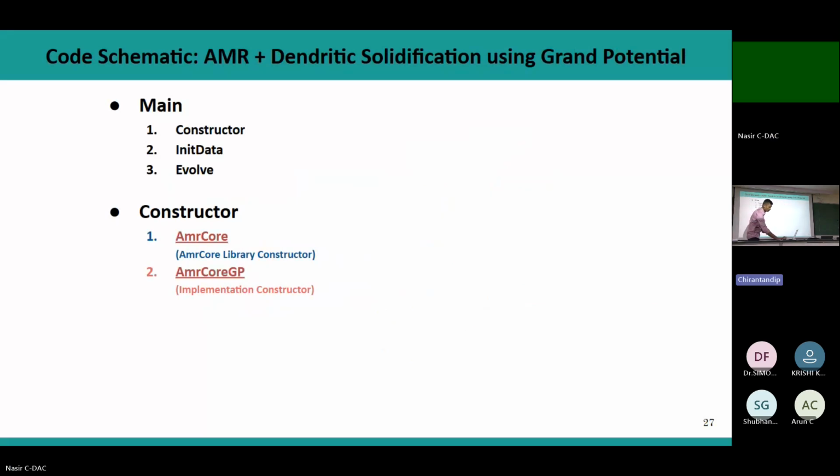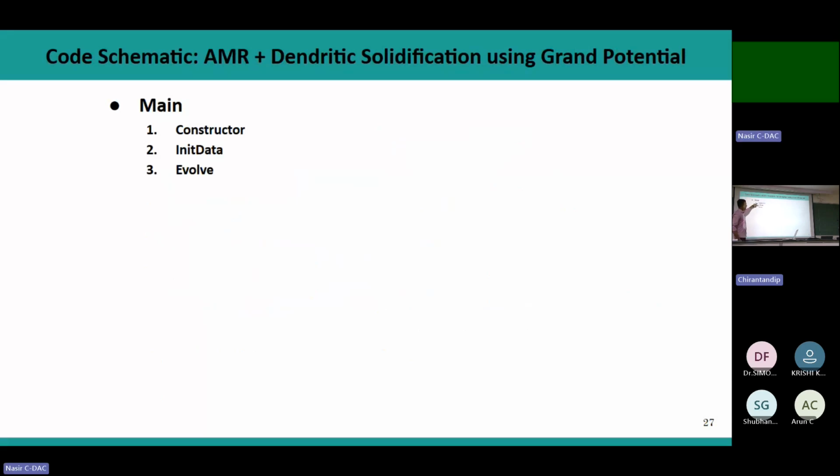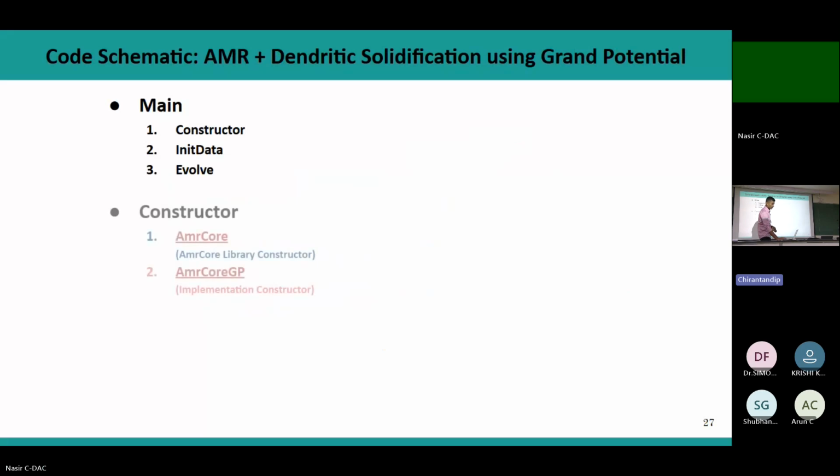In my code, first I call the main function, which has one constructor, one init data, and another. For the constructor, I created a new class, which is an inherited class of the AMR basic class. That is AMR code. Now in the constructor, the AMR code constructor is inherited from AMR code. There is some work done by the base AMR code, and some work done by this AMR code.